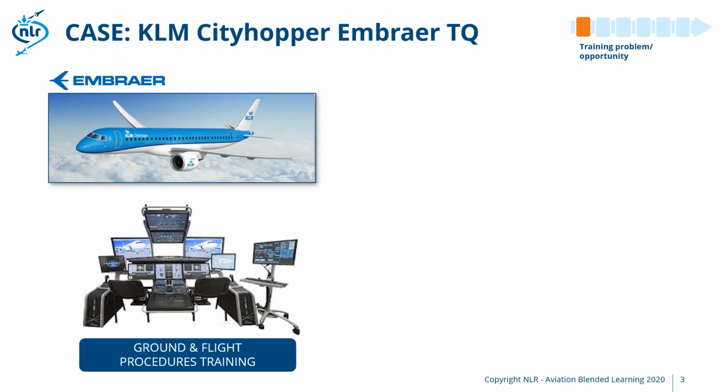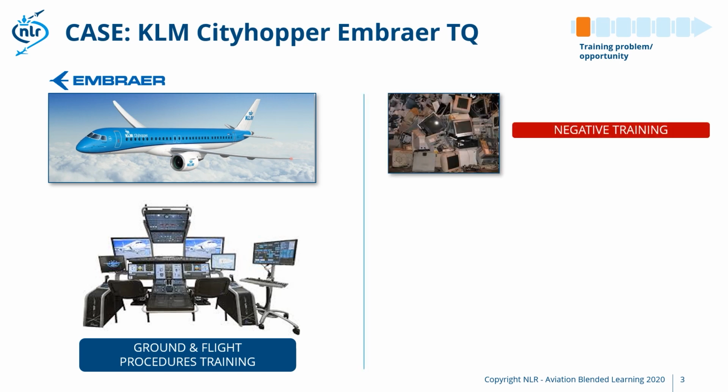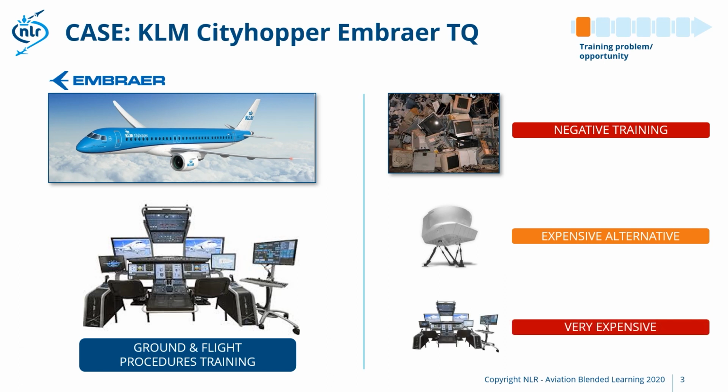To explain the capable process, we would like to take you through a use case of KLM Cityhopper Embraer type qualification training. KLM was using a flat panel trainer to train the ground procedures, and this flat panel trainer was not up to date anymore, which of course means negative training. They could have replaced the flat panel trainer by a full flight simulator, which is actually quite expensive, but also updating the flat panel trainer is very expensive, and that's why KLM was thinking about different training media. But how to do that?